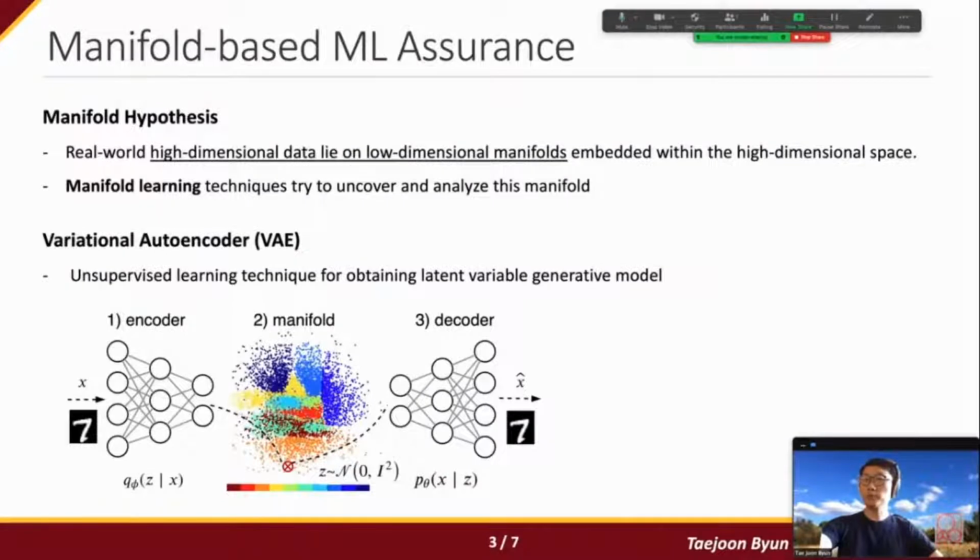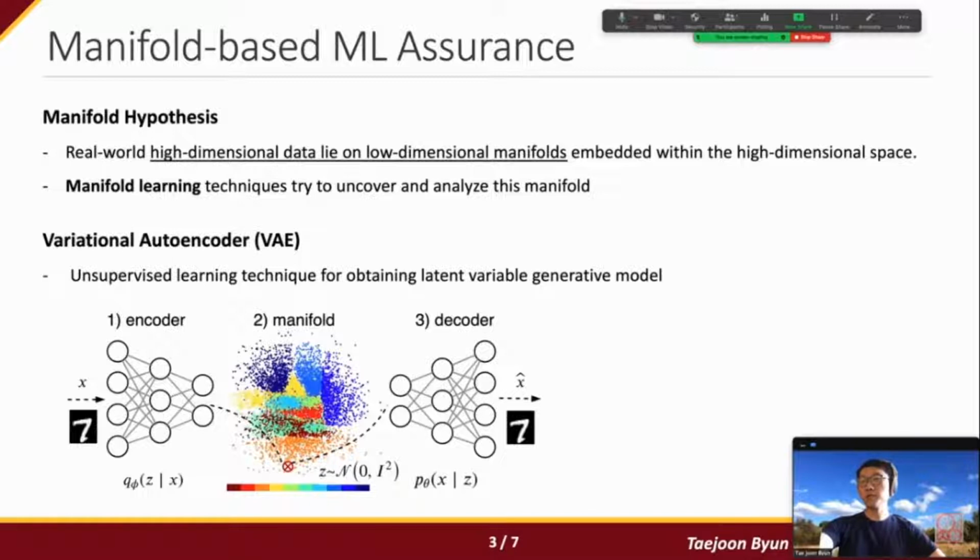In this work, we use variational autoencoder for learning the manifold, which is an unsupervised learning technique for obtaining a latent variable generative model. It is composed of 2 neural networks, a probabilistic encoder and the decoder, joined together by a bottleneck which forces all the information relevant for reconstruction to be compressed.